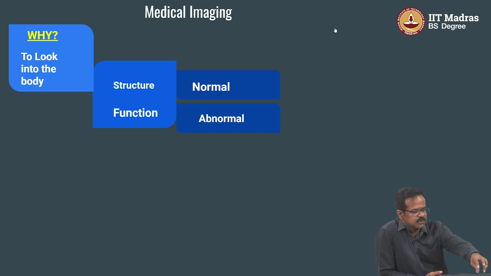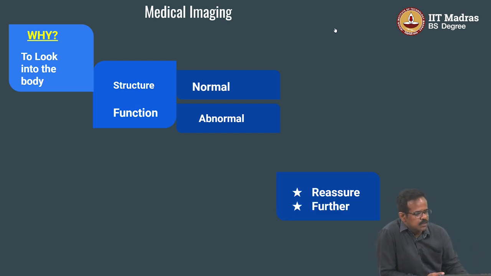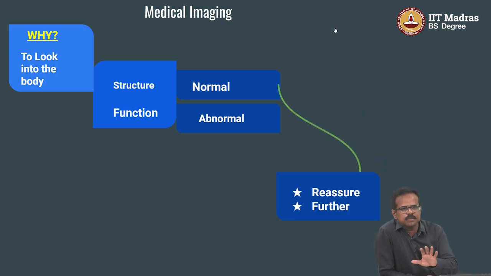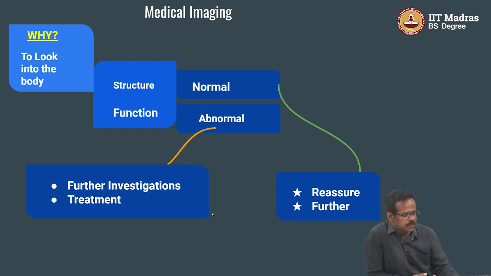Okay, so this structure can be either normal or abnormal. If it is normal, we just tell the individual or patient, okay, nothing is there inside, everything is okay. Or still if he has a problem, which we call a clinical problem, then we lead to different investigations. Maybe imaging may not solve your problems, you may have to go for a blood test or something. If it is abnormal, we have to direct further investigations, or in many of the cases we can straight away start the treatment.